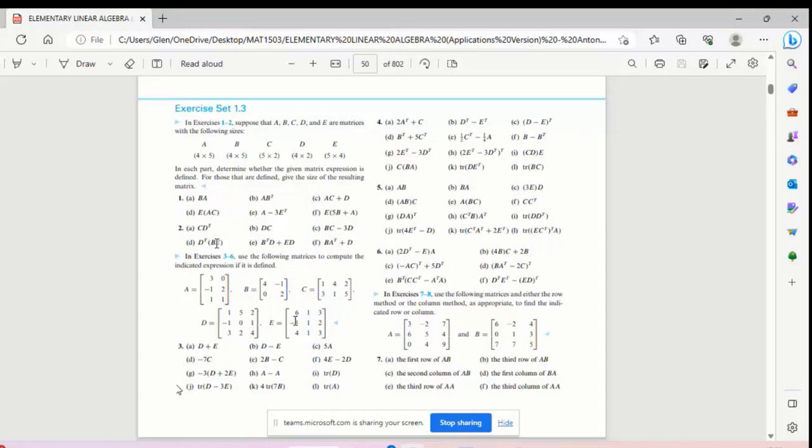For one to be able to find the trace of a matrix, that matrix should be a square matrix. And then the trace of a matrix is the sum of the entries on the main diagonal. In this case, the trace of matrix D is just 1 plus 0 plus 4, which is 5. Thank you, Lerato.